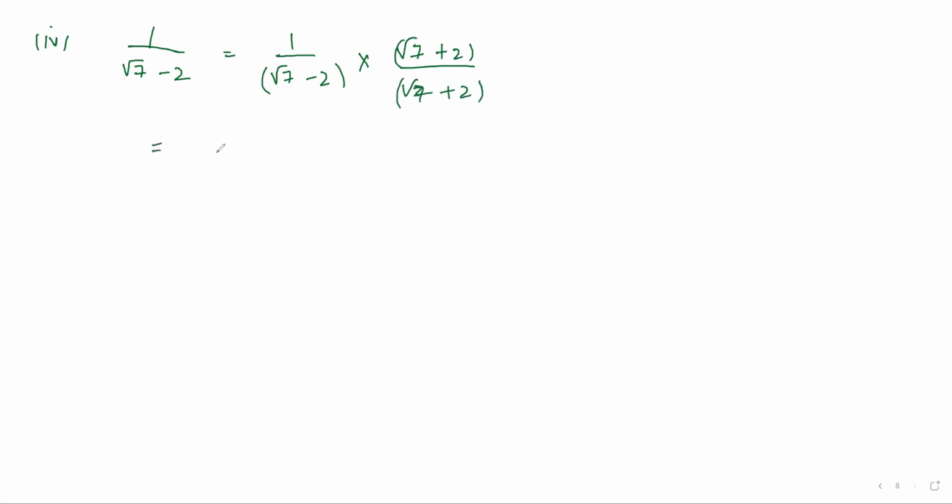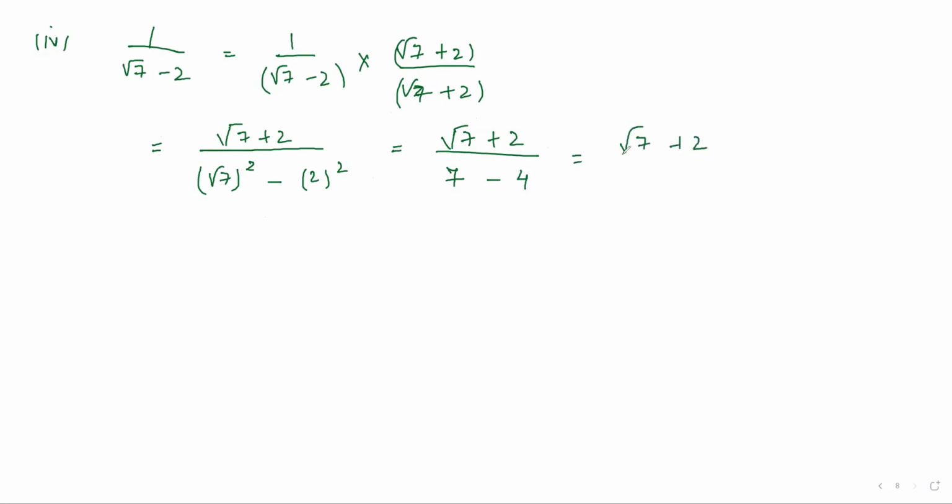So that becomes root 7 plus 2 in the numerator divided by, again it is a minus b into a plus b, that becomes a square minus b square. So root 7 whole square minus 2 whole square, right, this time. So root 7 plus 2 divided by root 7 into root 7 is actually 7, minus 2 into 2, that is 4. So root 7 plus 2 divided by 7 minus 4, which is 3. That's the answer.